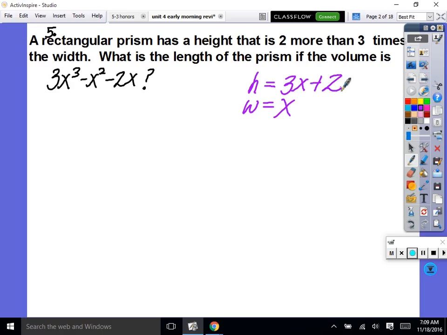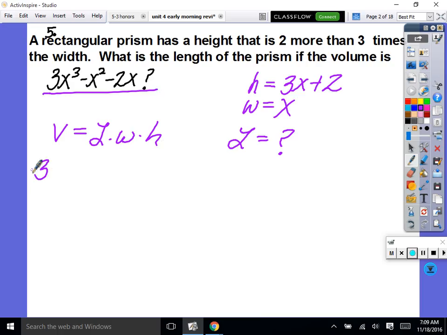Does everybody get the wording on that? So now think about it. It says, what is the length? So length equals, we don't know. What's the length if the volume's this? Then you should say to yourself, okay, I have all this stuff I need to be able to solve, but you can't solve without an equation. So what's our true statement? Volume of a rectangular prism is length times width times height. Put in what you know. This is your volume, so we have 3x cubed minus x squared minus 2x equals our length, which is question mark, times our width, which is x, times our height, which is 3x plus 2.